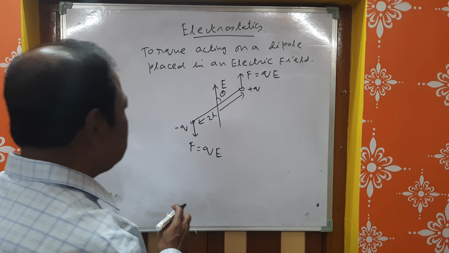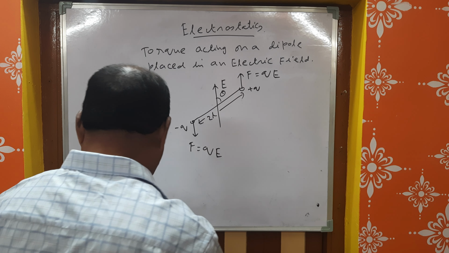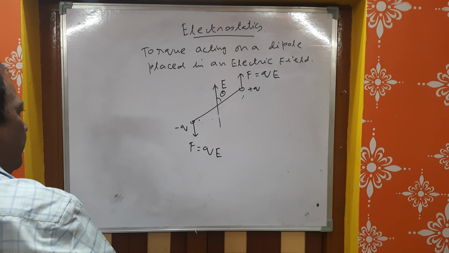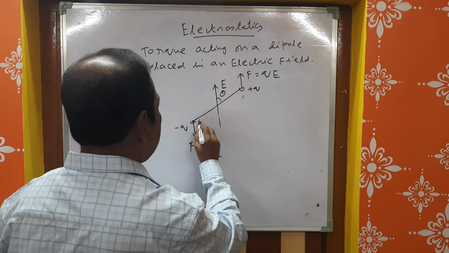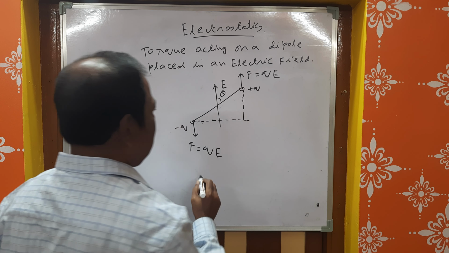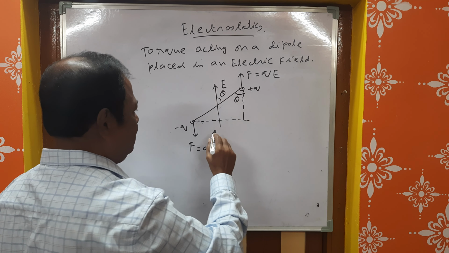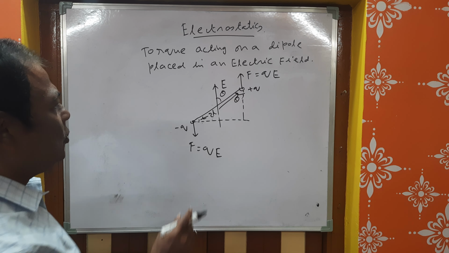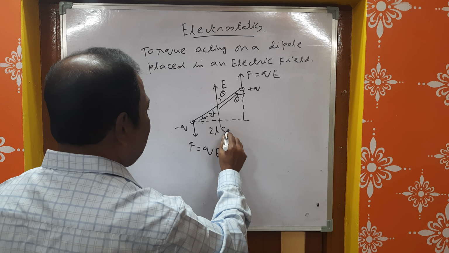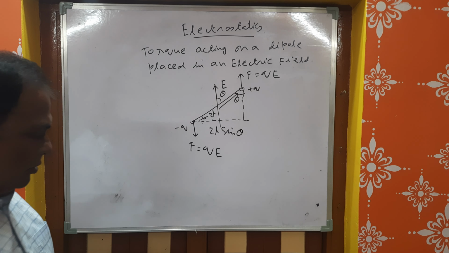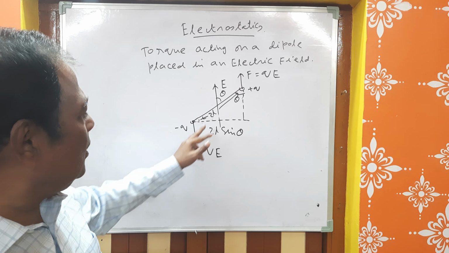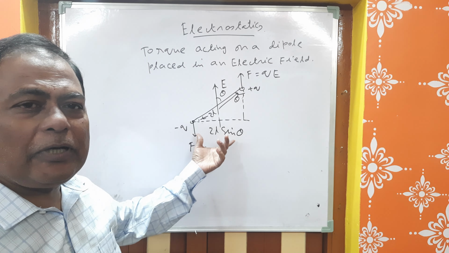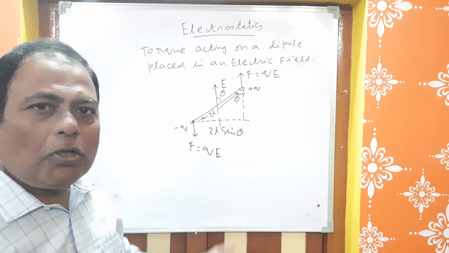So what is the torque? Drop a line perpendicular to this line. If this angle is theta and this length is 2l, the dipole length, then this distance is equal to 2l sin theta. Clear? So this force QE and this force QE act in opposite directions parallelly, and the perpendicular distance between the two force lines is 2l sin theta.